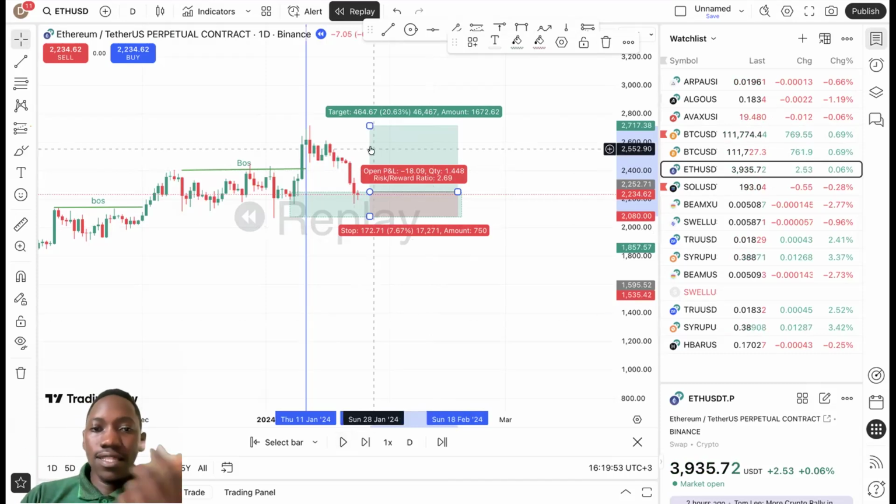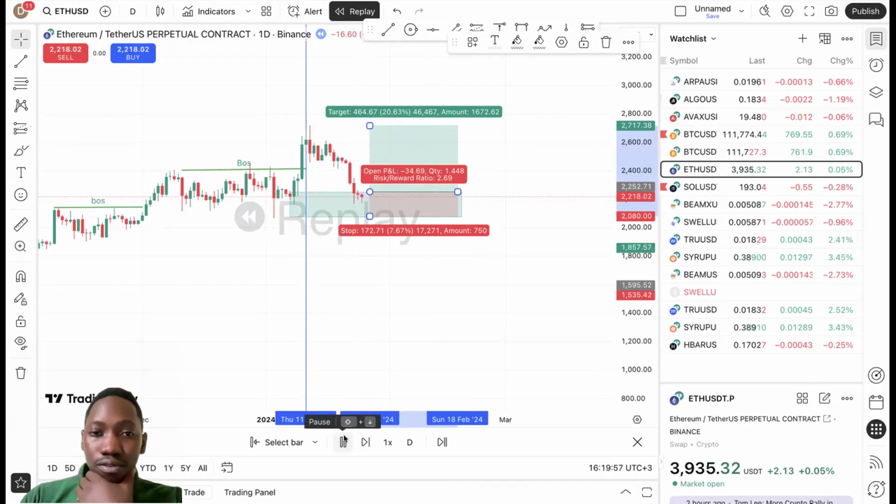Let us play and see. Did this trade stop us out or can it actually give us some profit? Let me see. Can it give us some profit? It's playing out.